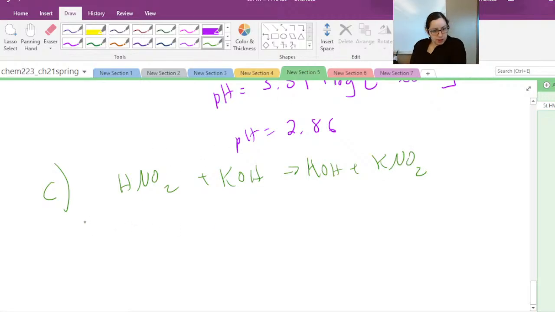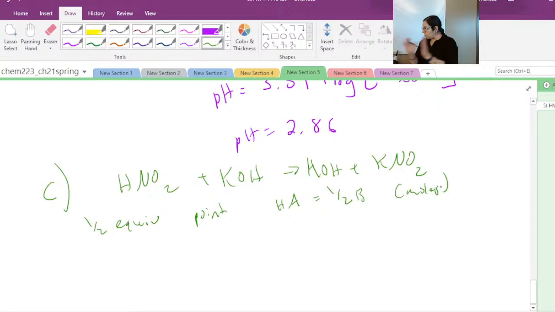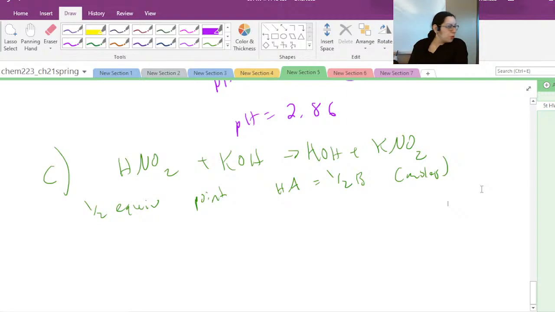All right, so then at the half equivalence point, by definition, we're saying that our HA is equal to half of our base. Again, this is just moles, stoichiometrically wise, we're not getting into the pH. But let's think about how that would work then.